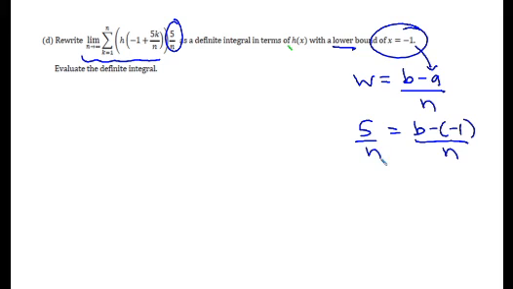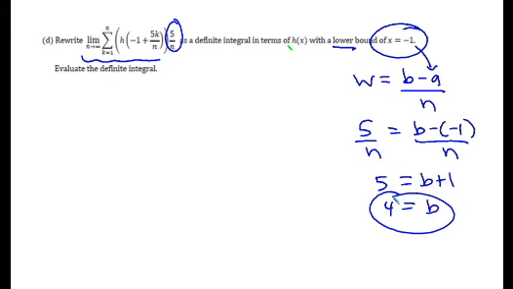So now I can set the numerators equal to each other. 5 equals b plus 1. So my b value must be 4. Well, we're already doing good. I know my limits of integration are -1 to 4. All right? And I just have this function.